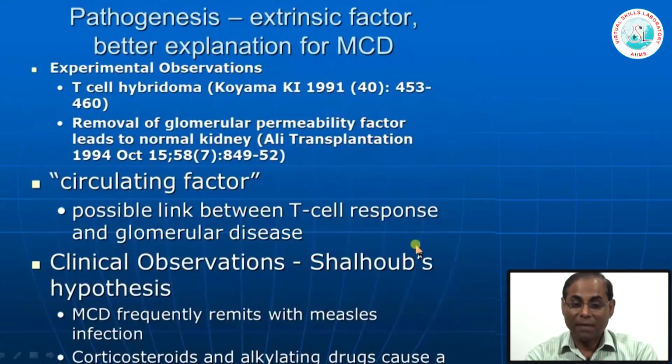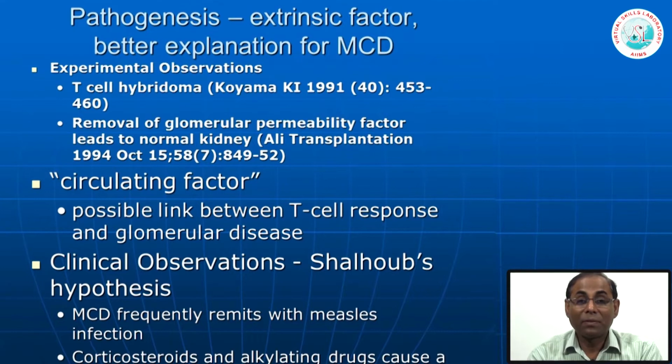Now, this is the intrinsic factor we talked about. There are also several extrinsic factors described as associated with minimal change disease. An example is the experimental observation, which you can refer to, that T cell hybridoma, when produced in a mouse model, leads to heavy proteinuria. So, maybe T cell activity is also related to the development of minimal change disease. Then there is removal of the glomerular permeability factor, which was described, but we do not know what exactly that factor is, and sometimes it reduces the degree of proteinuria.